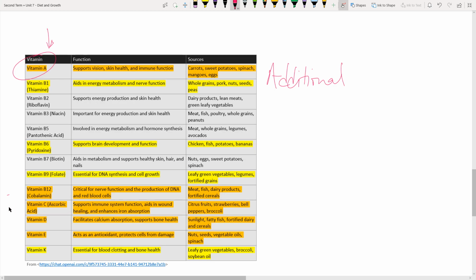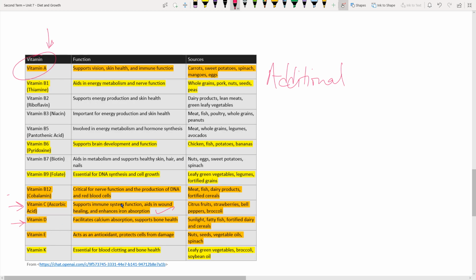Then we have vitamin C, which is the ascorbic acid, right? It supports immune system function. It aids in wound healing and enhances iron absorption, right? So without this, we won't be able to have iron absorption, and without iron absorption, we won't be able to have hemoglobin production in the body, and hence we will have anemia and other issues, right?